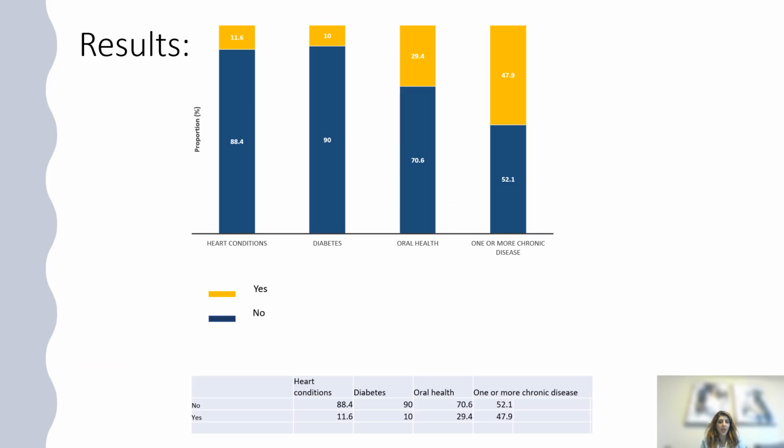Now, some charts and bars to help us look at the results better and easier. This bar graph shows the percentage of people with a few of the diseases, for example, the heart conditions, diabetes, oral health, and the last one shows one or more chronic disease. First percentage again is 11.6%, 10% for diabetes, 29.4% for oral health disease, and then the last one is 47.9%.